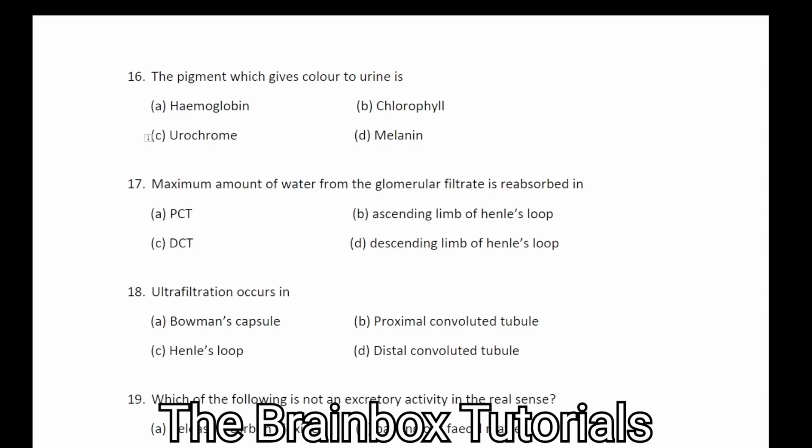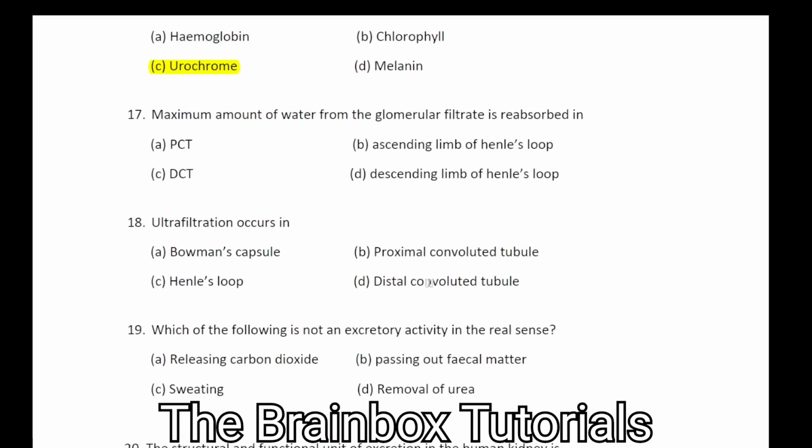And the correct option is C, urochrome. Number 17, maximum amount of water from the glomerular filtrate is reabsorbed in option A, PCT, that is proximal convoluted tubule. Option B, ascending limb of Henle's loop. Option C, DCT, that is distal convoluted tubule. And option D, descending limb of Henle's loop. And the correct option is A, PCT, proximal convoluted tubule.